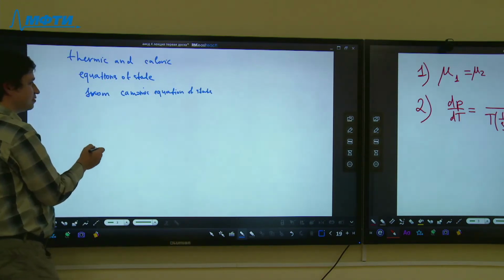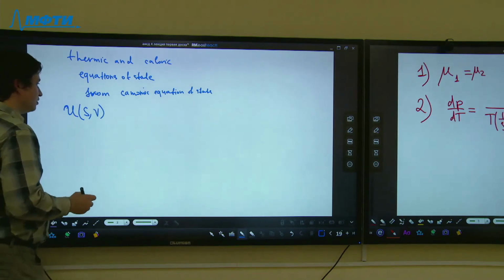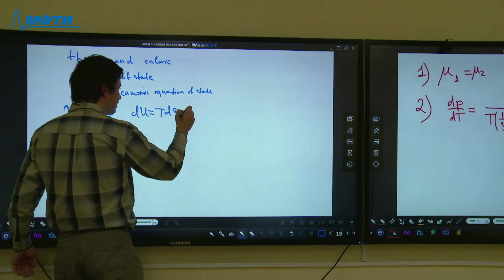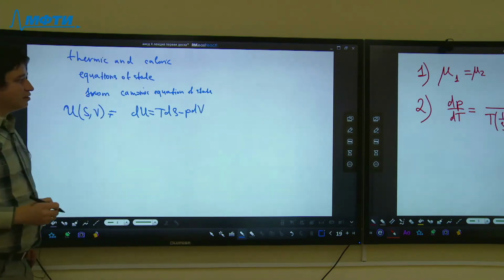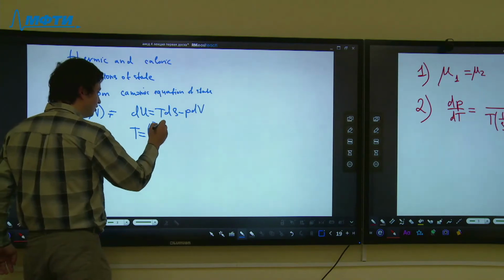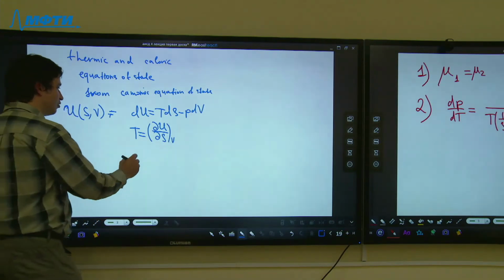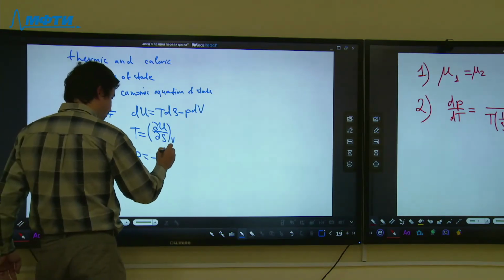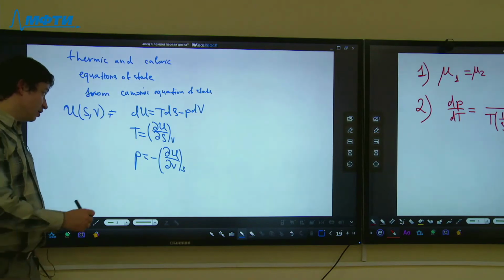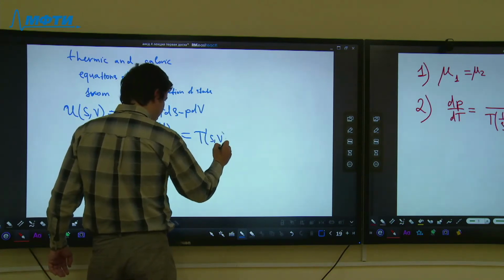So let's say you have, for example, internal energy as a function of entropy and volume. So then, as you know, dU equals TdS minus PdV. And from here, I can get that the temperature is equal to dU over dS at the constant volume, while pressure is minus dU over dV at the constant entropy. And all of this is actually functions of entropy and volume.